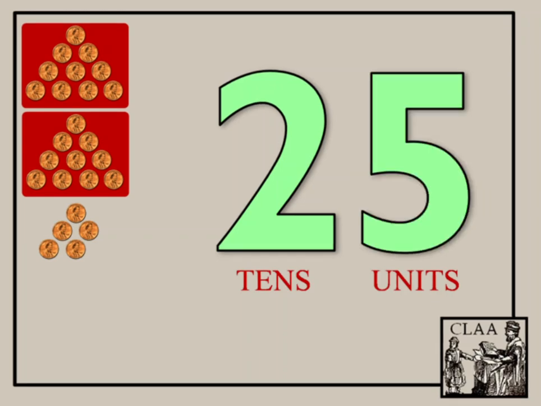Here we have 2 sets of 10 pennies and 5 pennies more. Count the 5 pennies more. If we had just 2 sets of 10 pennies, we would have 20. If we have 2 sets of 10 pennies and 5 pennies more, we'll have 25. The number 25 is written with a 2 and a 5. The 2 tells us there are 2 sets of 10, and the 5 tells us we have 5 units left over. 25.